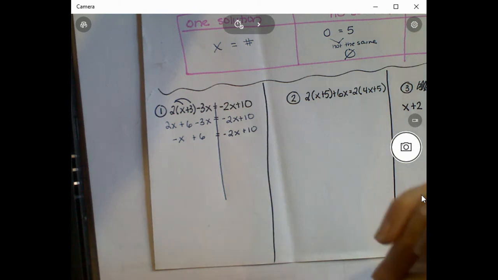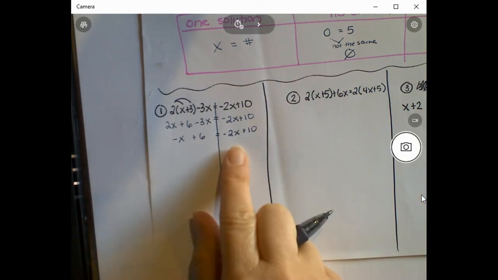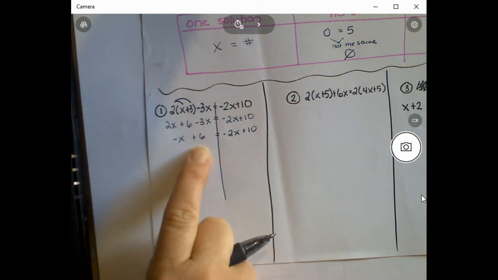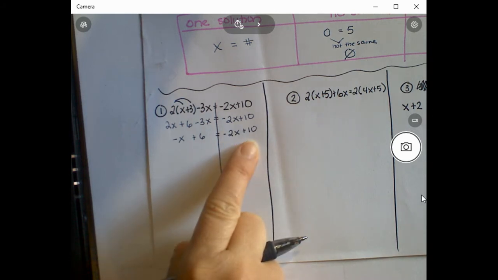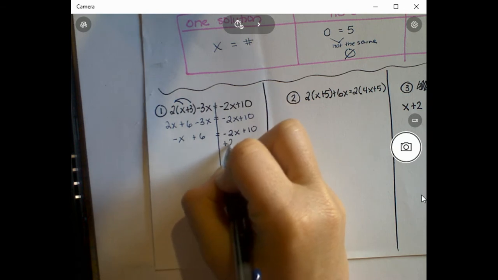Add or subtract something. Remember, at this point, you have a lot of freedom. There are 4 things you could choose to do. You could add x, subtract 6, add 2x, or subtract 10. I'm just going to choose to add, I don't know, we'll add 2x.